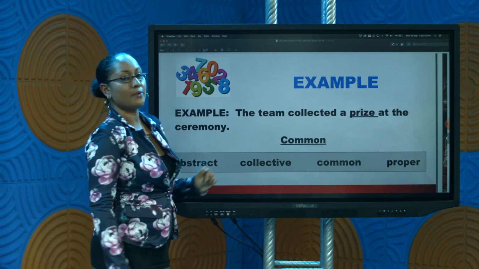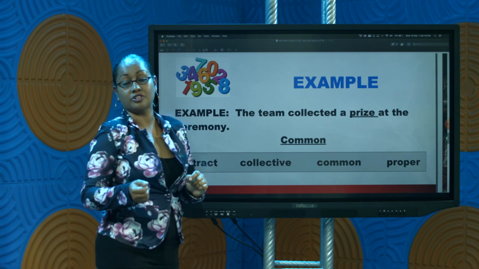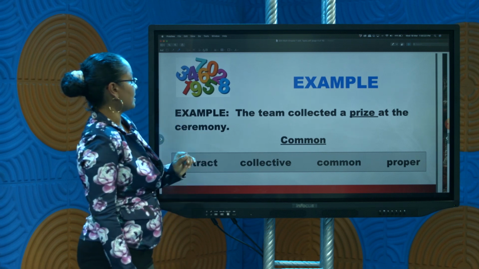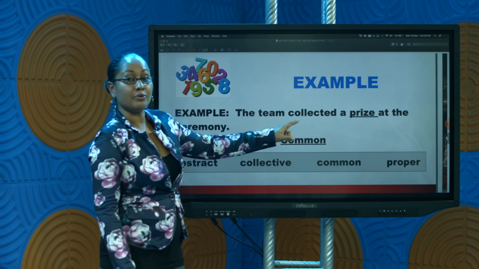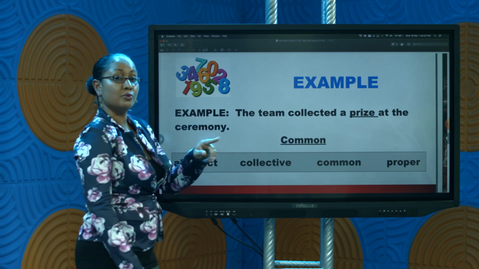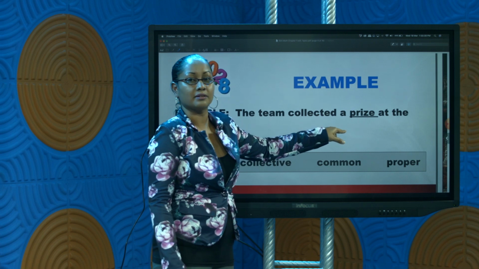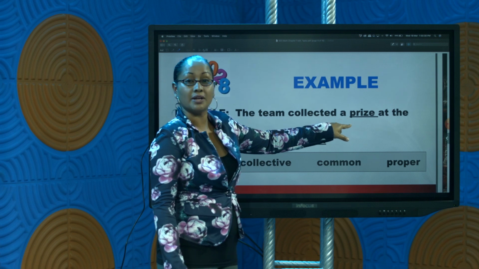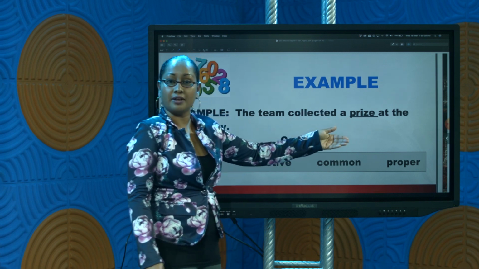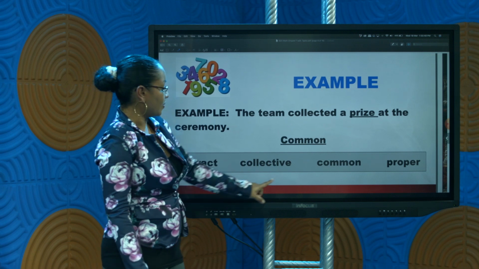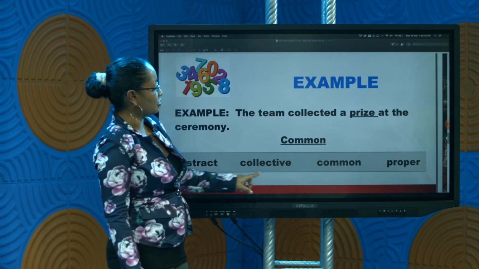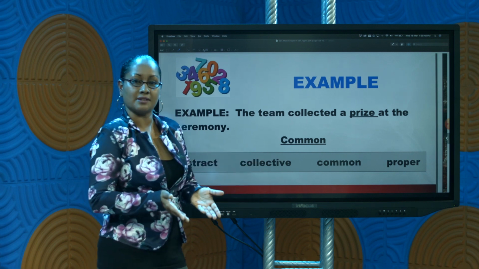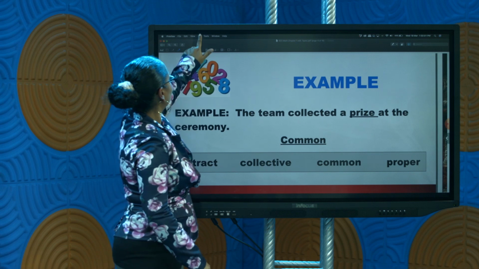All right, so this is our example of how your child's knowledge of common nouns will be applied in their SEA paper. Let's look at the example. The team collected a prize at the ceremony. You would notice that the word prize is underlined. And we just learned in our video that a common noun does not begin with a capital letter. It's simply an object or a thing. And we have our choices here, so therefore we would choose common. So this is our example. Let's go to an actual SEA exam question and see how it works.